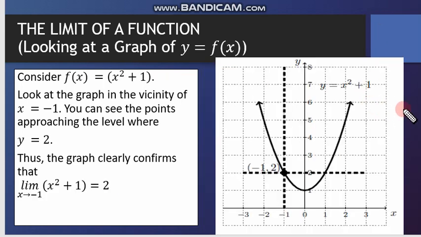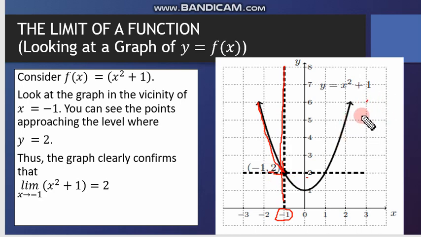Another example, f of x is equal to x squared plus 1. We will look at the graph in the vicinity of x is equal to negative 1. So here is x is equal to negative 1. We will divide our graph in this part. Now, this is the left side of the graph. As we approach x is equal to negative 1, we could see that the value of y is equal to, here, positive 2.